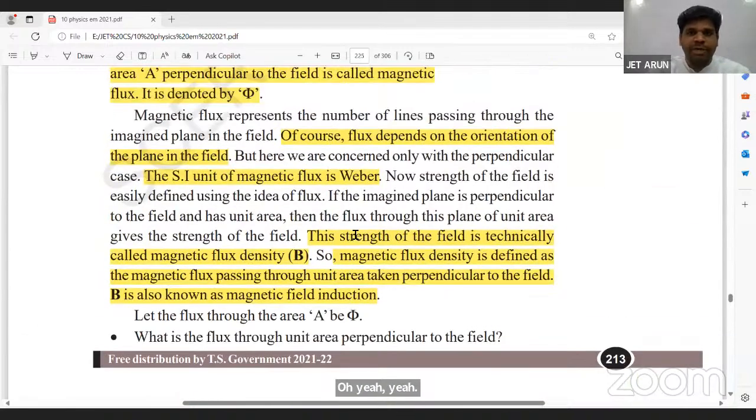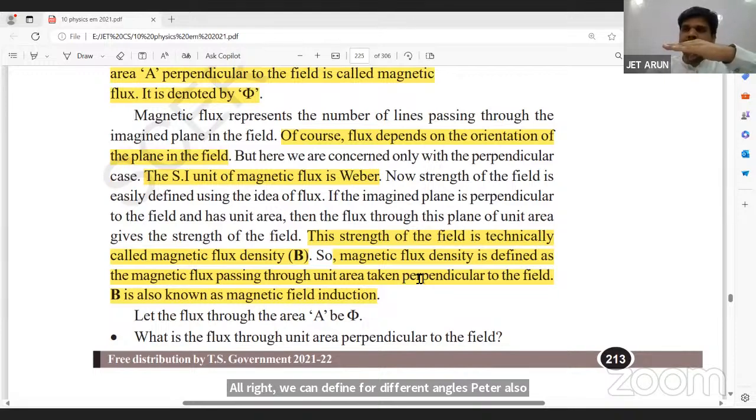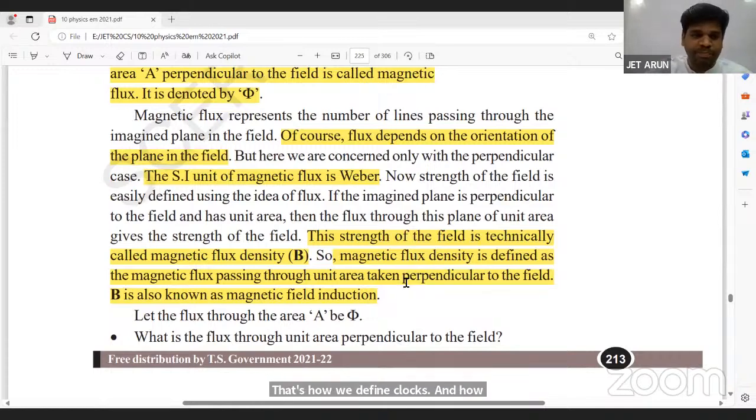All right, and the SI unit of the magnetic flux is Weber. The strength of the field is technically called the magnetic flux density. So magnetic flux density is defined as the magnetic flux passing through unit area taken perpendicular to the field. We can define for different angle theta also at intermediate level. But right now we can talk of field lines and an area perpendicular to the field. That's how we define flux and magnetic field flux density.